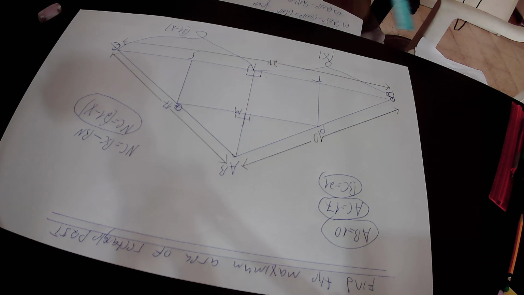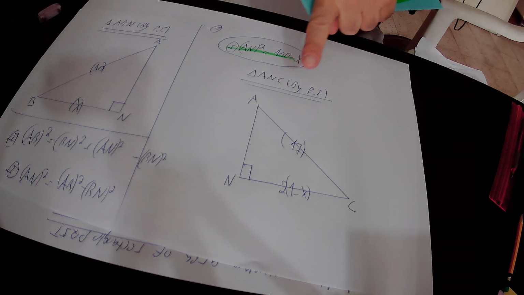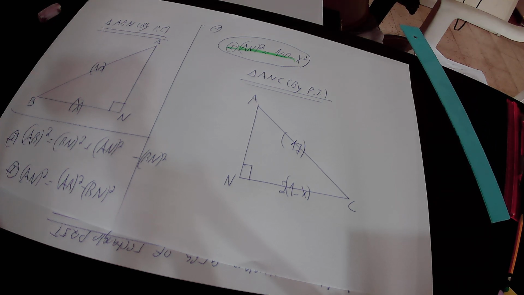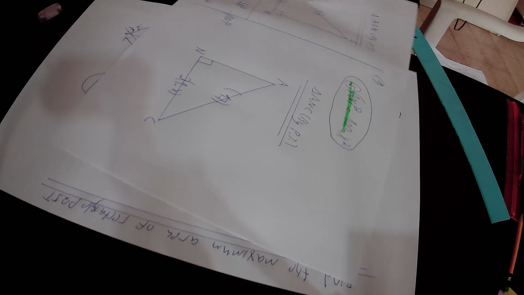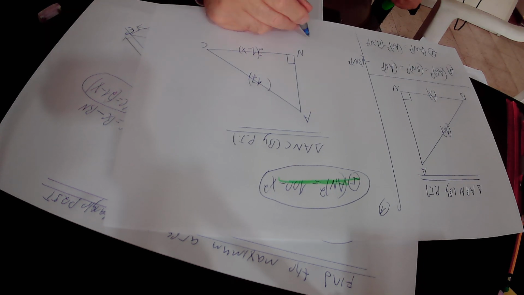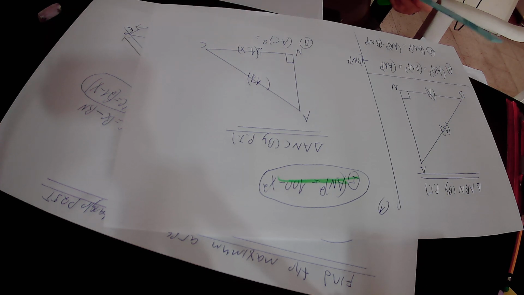So actually, this is the right triangle ANC, copied from the original drawing. In this right triangle ANC, according to the Pythagoras theorem, AC squared equals NC squared plus AN squared. So write it down. This will be equation 2. So according to equation 2, in the right triangle ANC, AC squared, that is the square of the hypotenuse, equals NC squared plus AN squared.